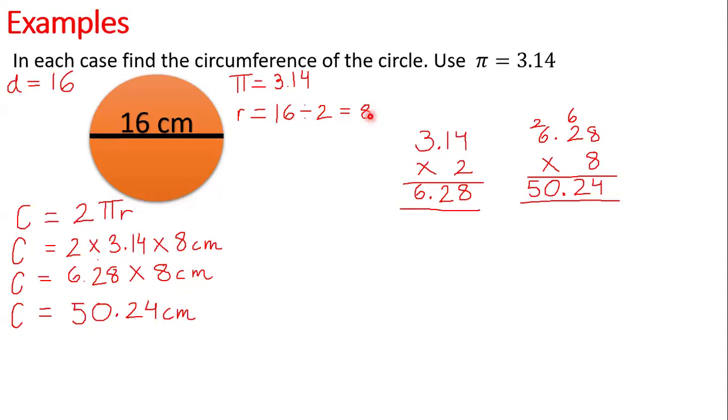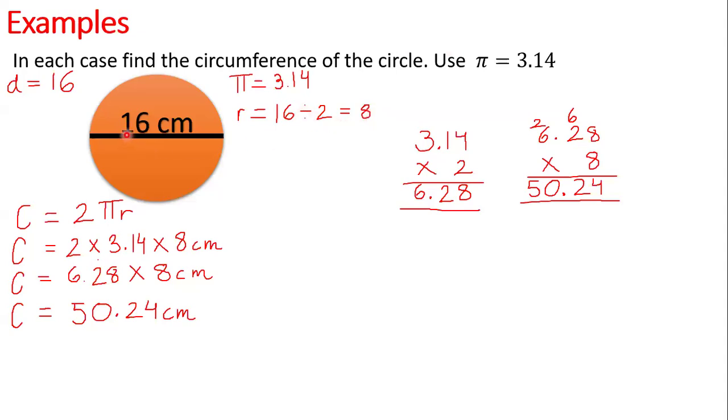Mr. Petit, please correct me if I'm wrong. With the first one that we did, we were given the radius. Here we are trying to find the radius. That's the only difference. So in order to find the radius, you have to divide by 2. Yes, thank you.